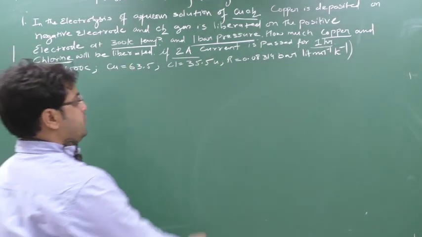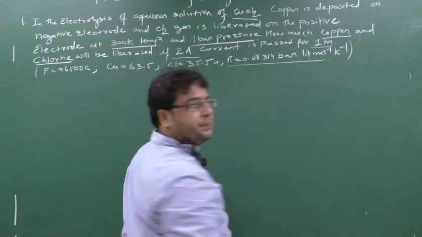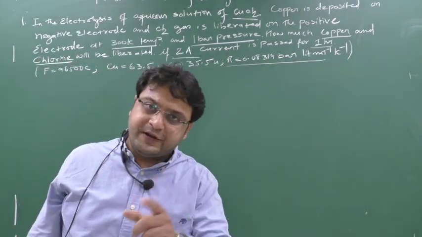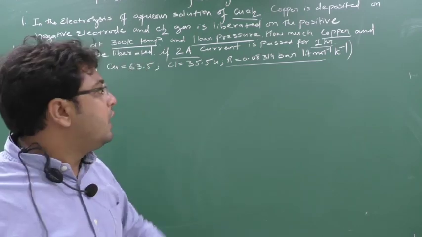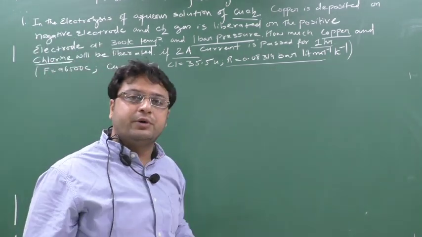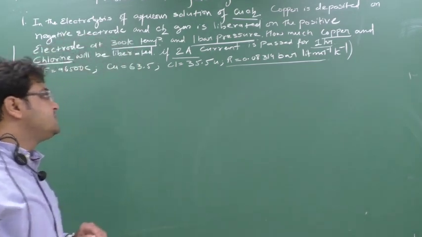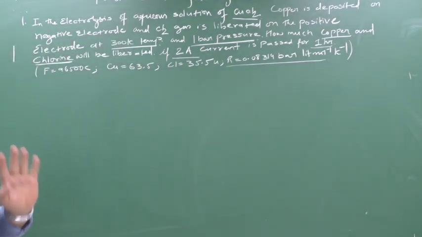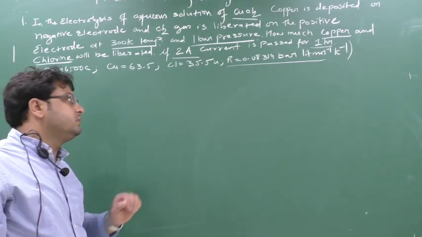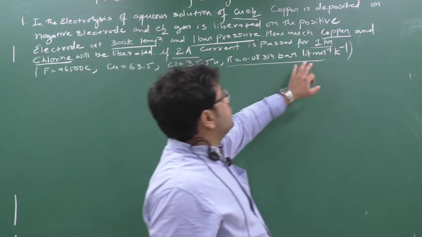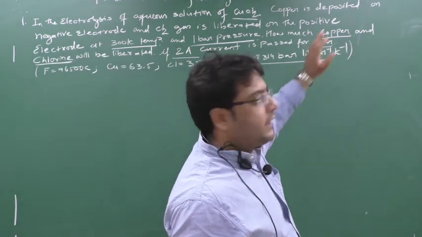Now please make a note here, R. Please remember, in this type of problem based on Faraday's laws, always take the R value as 0.08314, whether they have given it or not. Always the value of R should be 0.08314 bar liter per mole per Kelvin. Clear this part? One thing more I will tell you, see the time. Always maintain the time in seconds.